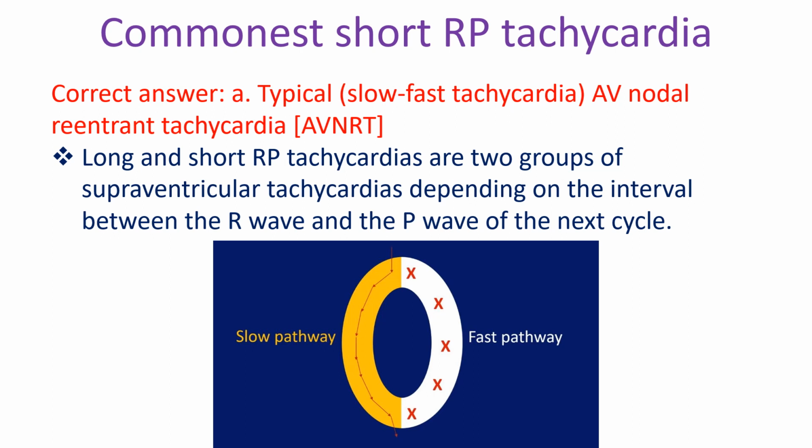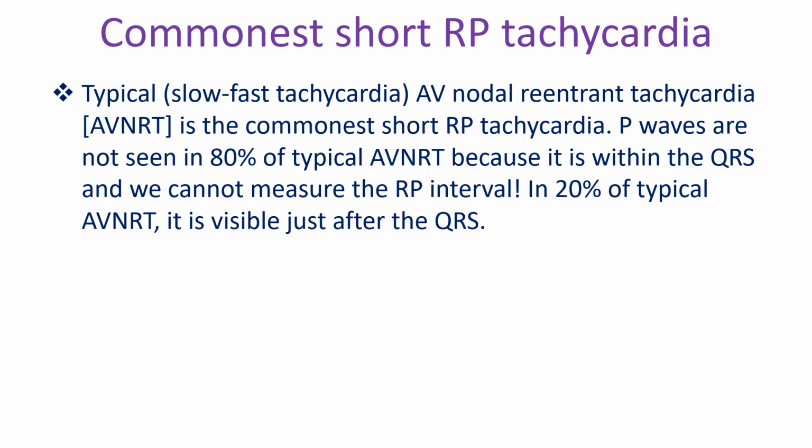Long and short RP tachycardias are two groups of supraventricular tachycardias depending on the interval between the R wave and the P wave of the next cycle. Typical slow fast AV nodal reentrant tachycardia AVNRT is the commonest short RP tachycardia. P waves are not seen in 80% of typical AVNRT because it is within the QRS and we cannot measure the RP interval. In 20% of typical AVNRT, it is just visible after the QRS.